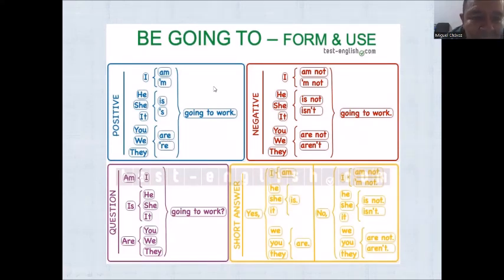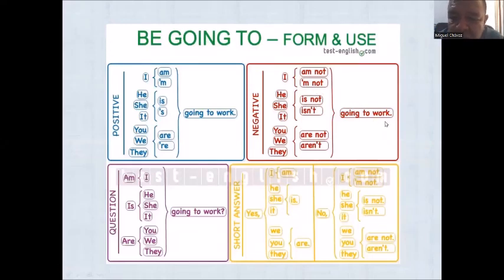And don't forget that we can contract the verb to be with the subject, and we get the contractions I'm, he's, she's, it's, you're, we're, they're going to work. For the negative, the same as the simple future, after the verb to be, we have to add the particle not. I am not going to work. I'm not going to work if we want to use the contraction.